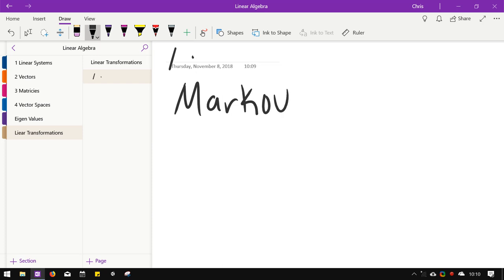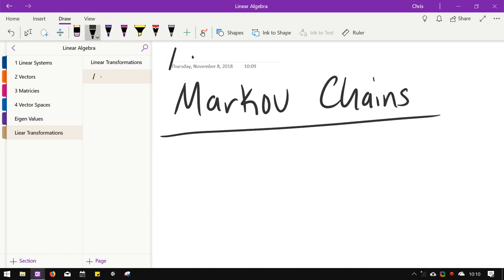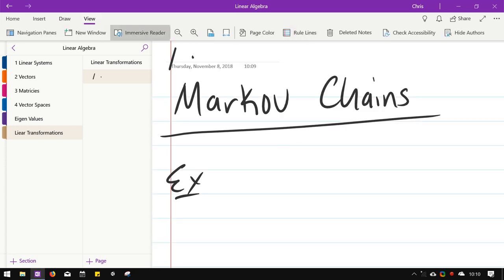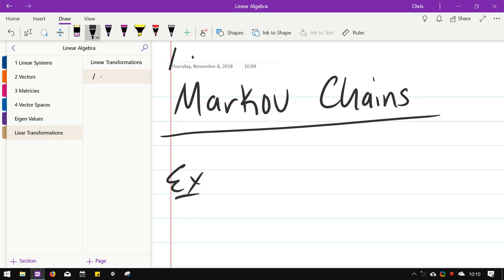Markov chains. So what we're going to do is start out with an example here. Instead of defining anything, let's just start with an example. We'll do a toothpaste example. Most of us use toothpaste, so it's relatable.